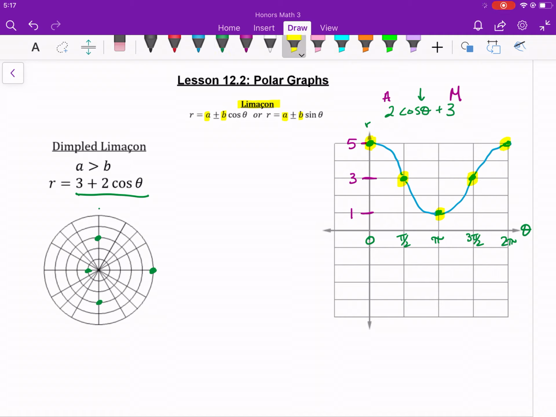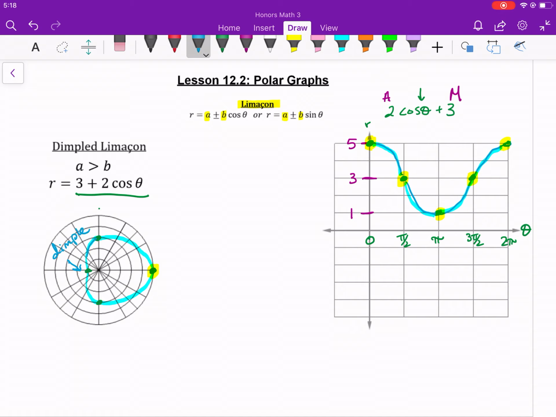So what I want you to notice is from this first point, we are decreasing until we get to the second point. So we're getting smaller. We're not going to go out. We're going in and getting smaller till we get to this one. And then this one, you're once again getting smaller till you get to 1. 1 is going to be the smallest, and then you come back up and loop around. That's what these are doing. They're coming back up and looping around. Okay, so this one's called a dimpled limaçon because there's actually a slight little dimple right here.